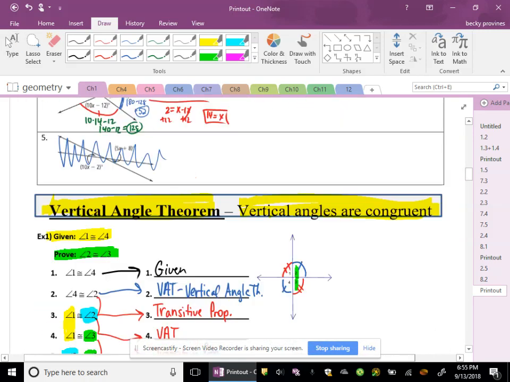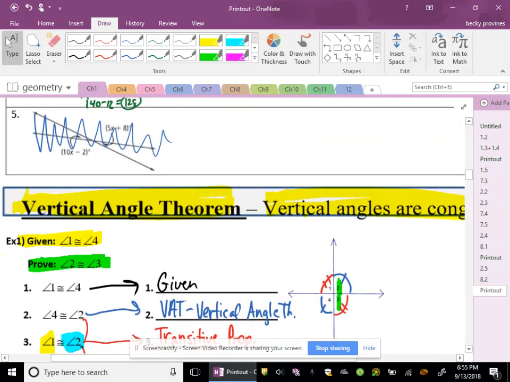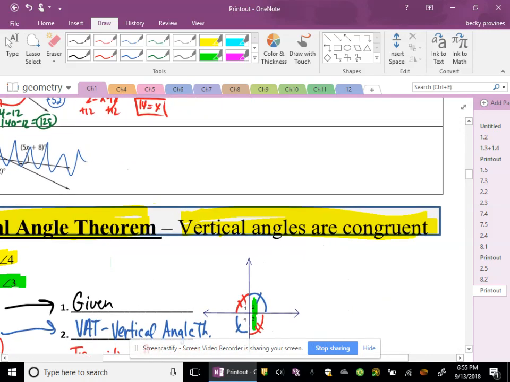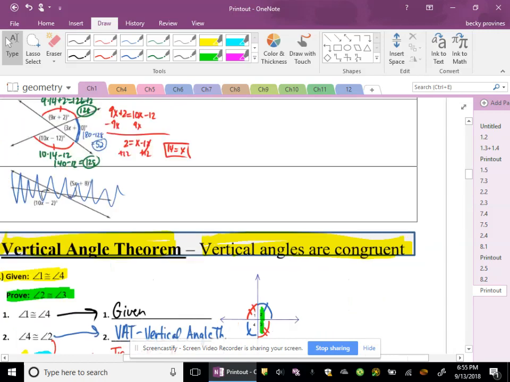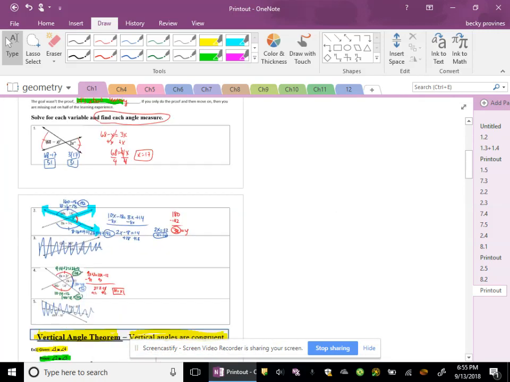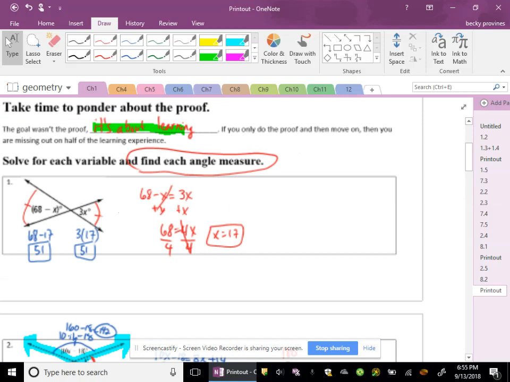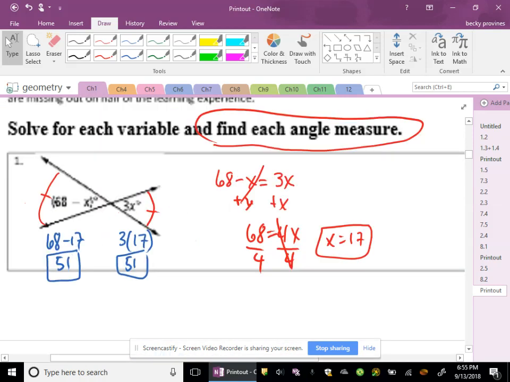And I'm going to scoot up. We're doing something called the vertical angle theorem. So the vertical angle theorem just says vertical angles are congruent. All right, so we already know this from the previous chapter.